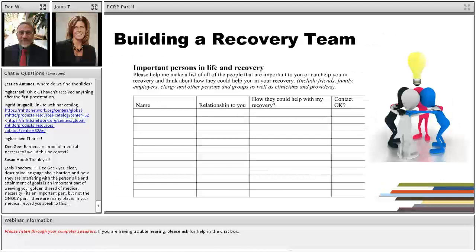And then here's just a piece where we actually built a place for people to build their recovery plan. So the idea is not just identifying the natural supports, but how can they be helpful to you in achieving that plan. Okay, so Janice, I'm going to turn it back over to you to moderate the questions.